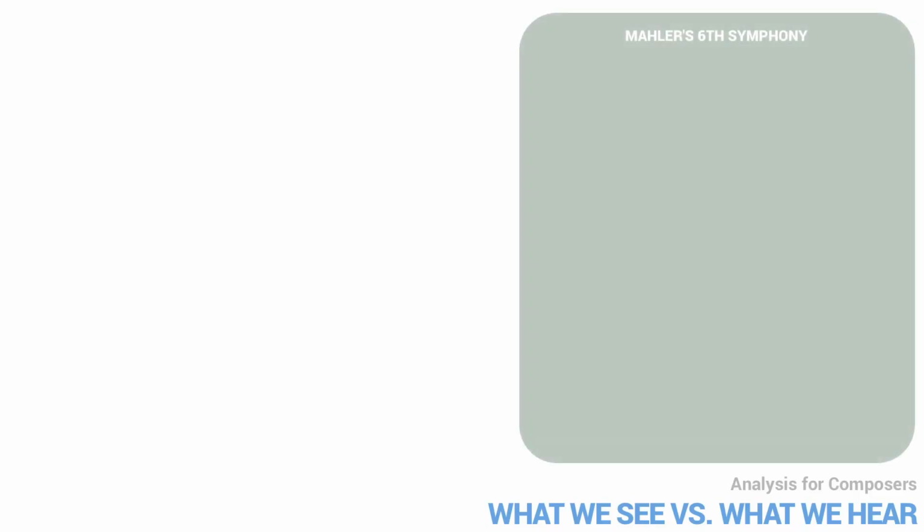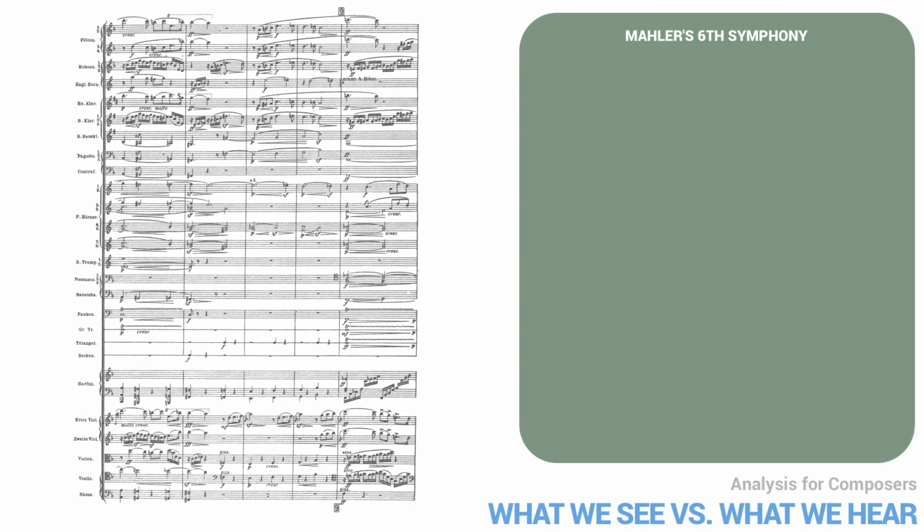Many years ago, I was studying score reading, looking at this page from Mahler's Sixth Symphony. I laboriously went through it, playing each part individually on the piano, then playing various combinations of parts, like all the horn parts, the upper strings, and so on. After a lot of work, I felt I had a good sense of what it should sound like.